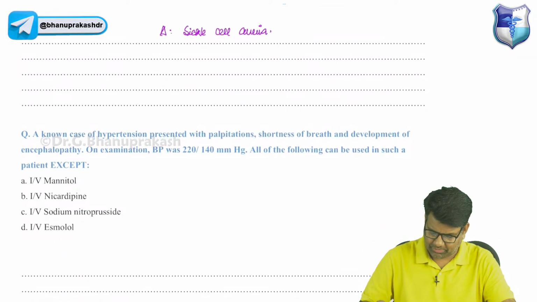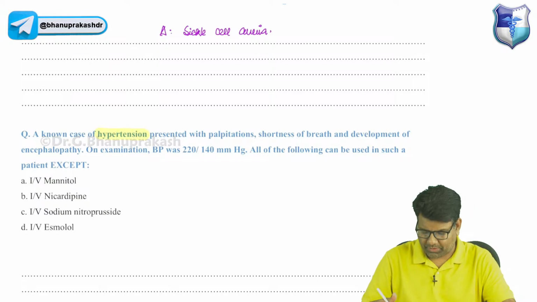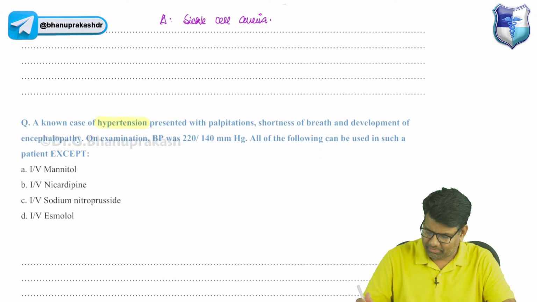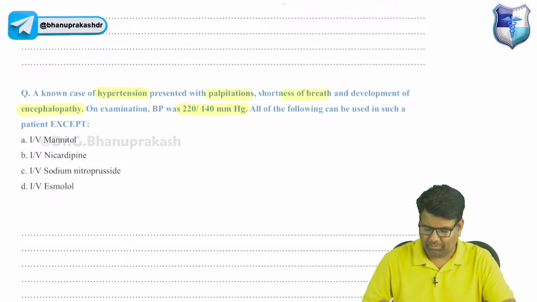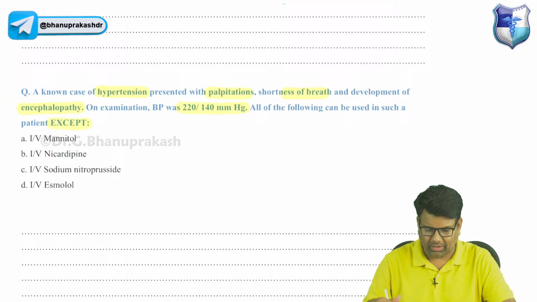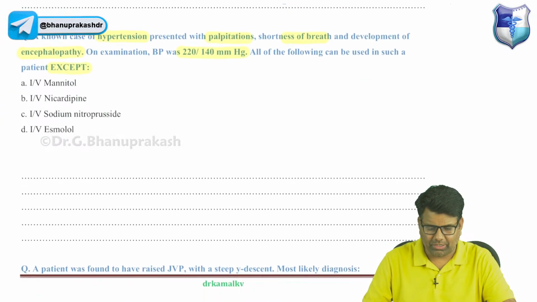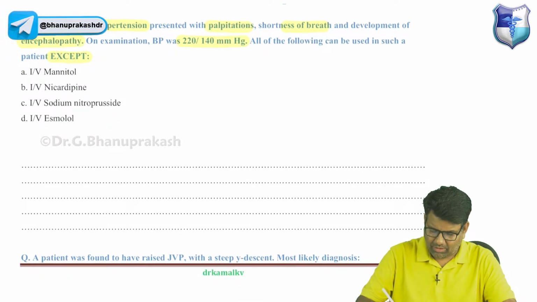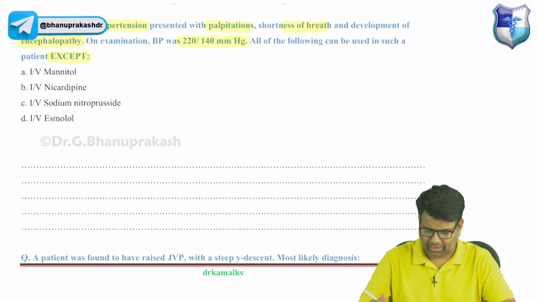Now coming to the next question, there is a patient who is a known case of hypertension, and he has developed palpitation, dyspnea, and encephalopathy. Blood pressure was extremely high, 220/140 millimeter of mercury. Now, which of the following drugs is of no use in such a patient? We can see that the patient is going into a state of hypertensive encephalopathy, and our priority is to reduce the blood pressure.